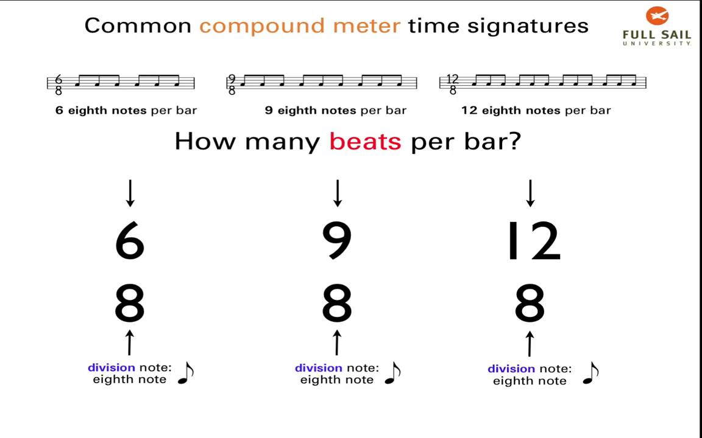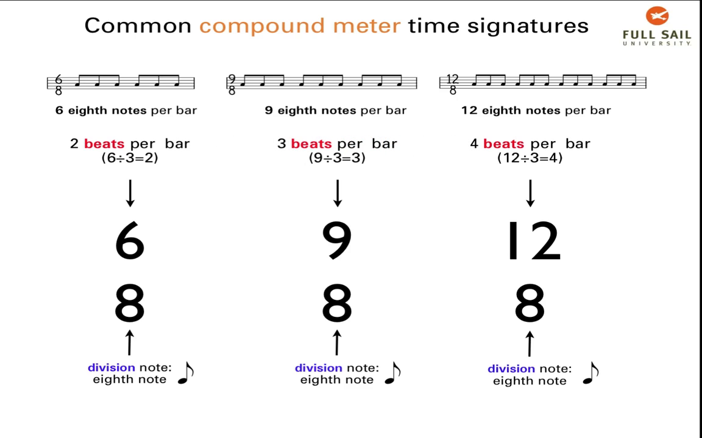Since there are 3 divisions per beat in compound meter, we can figure out the number of beats per bar by dividing the top number of the time signature by 3. In 6/8, for example, there are 2 beats per bar, because 6 eighth notes divided by 3 equals 2.